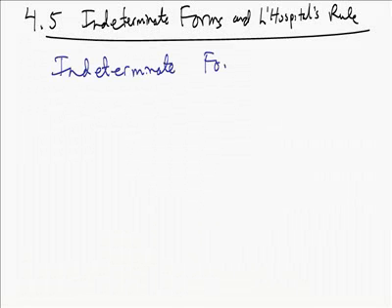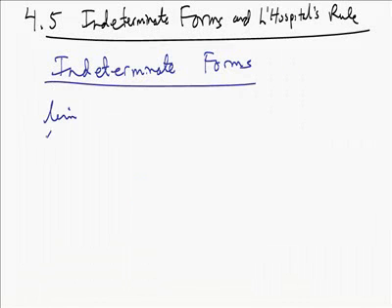Well, for example, let's say we're taking the limit as x approaches 2 of x squared minus 4 over x minus 2. Now, there is a way we can actually do this limit by factoring the numerator, but I want to look at an alternate way. And I want to show you what I mean by an indeterminate form.